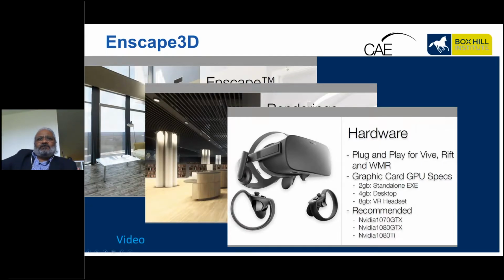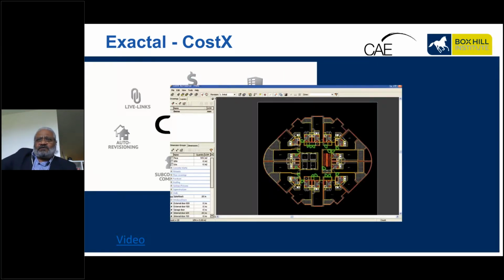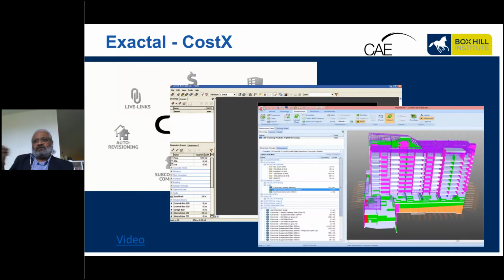So we do have an engagement with the Exactal company, which deals with Costex. We have a fully functional suite of Costex 3D available for students to use. Costex is a program whereby you can extract quantities out of your BIM model as well as from your 2D drawings. So you can extract from a 2D drawing, maybe it's a DWG or a PDF or an image file or a raster file or whatever. It can also extract quantities from the Revit BIM model or the ArchiCAD BIM model or from an IFC model.